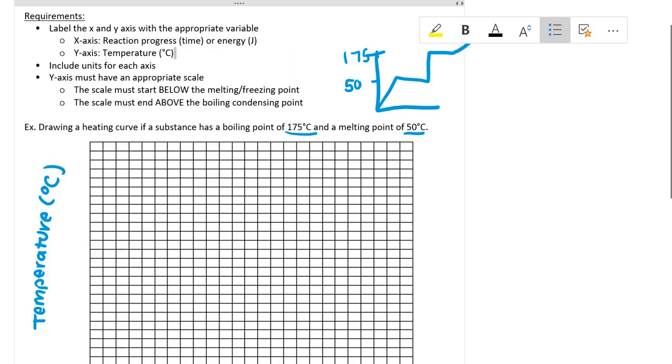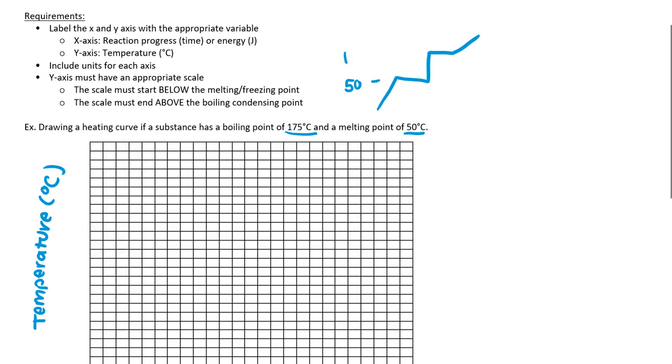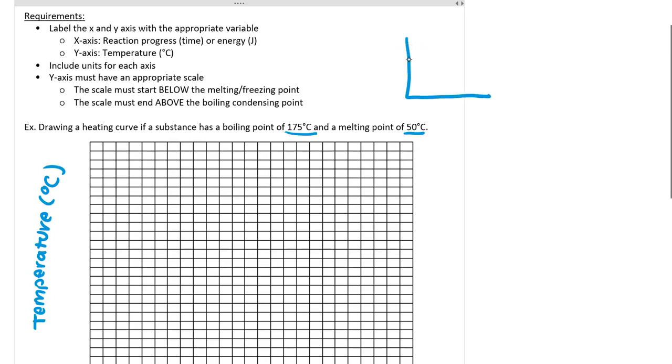We have a nice piece of graph paper here, so we want to use it. Make sure that your scale is appropriate and make sure that it's consistent. We want to go up by the same number every time. Another mistake that I see students make is sometimes they want to start their scale at the melting point and end it at the boiling point.